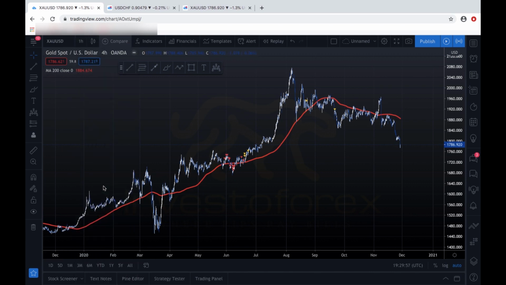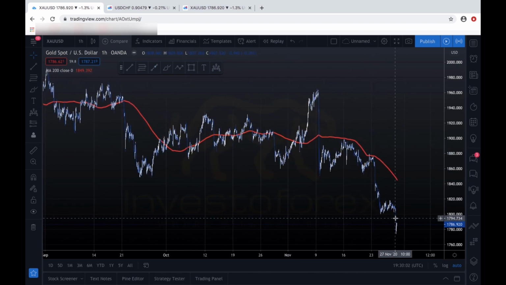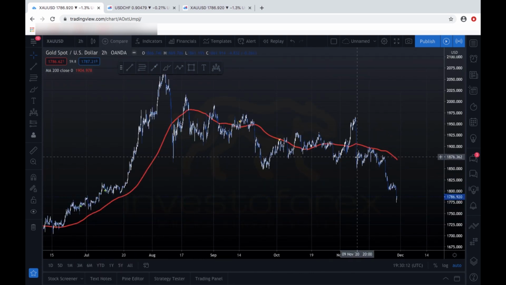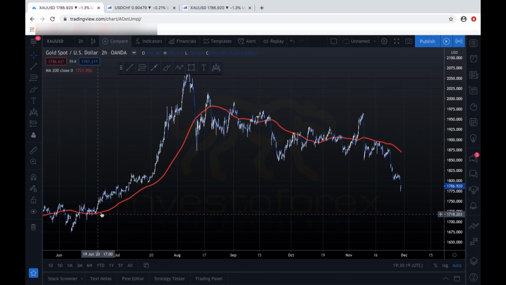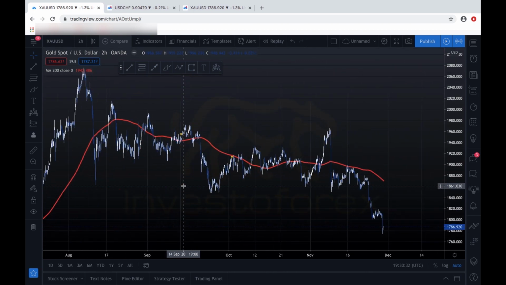Let's go to 1 hour. Here we find that the price is bearish because it's moving below the moving average. Here also in the 2 hour chart, price is moving below the moving average, so it's bearish. On this side, the price is above the moving average, so the price is bullish. So by now you know how to find out if the price is bearish or bullish. But the question is how to trade using this indicator.